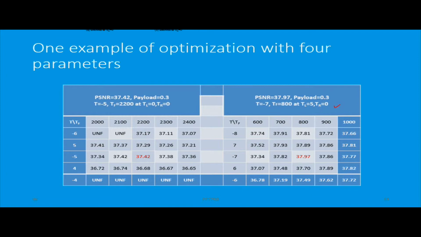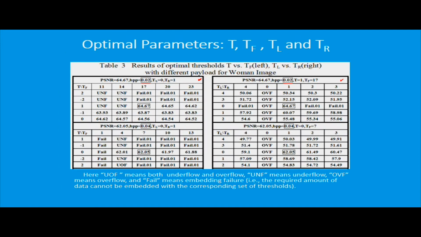But we do see that the right-hand side has a red number in the middle, 37.97, which is higher than the left-hand side, 37.442. That means by adjusting these 4 parameters, we can possibly achieve the optimal performance. And this is further clarified in this figure. On the left-hand side, the top has a data embedding rate of 0.02 bits per pixel, and the bottom is 0.04. The 4 parameters are the optimal parameters already determined, and we can get the PSNR.